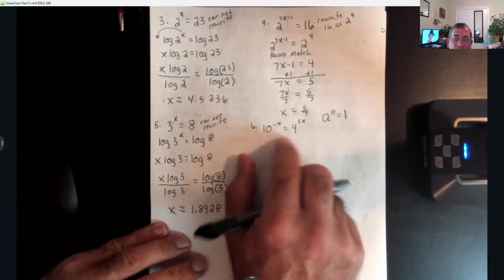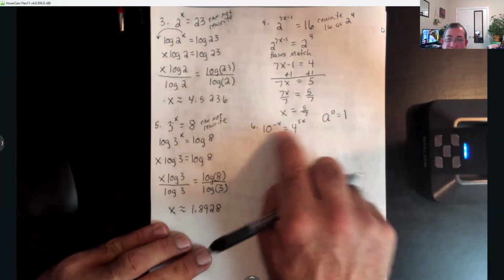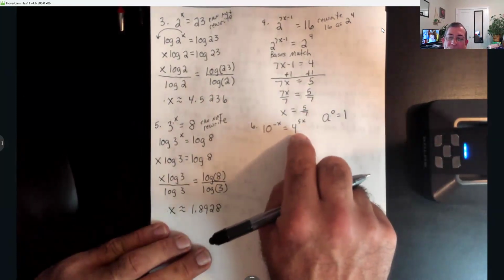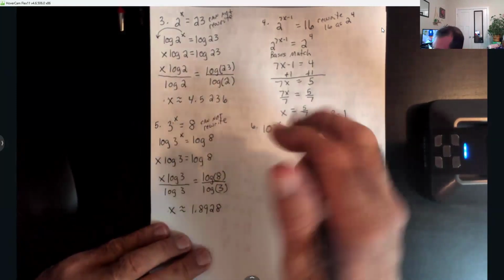Okay, y'all, so this is sort of a long one, but here's how this one goes. I can't rewrite these. I can't do nothing to a 4 to make it look like a 10 or vice versa. So we cannot rewrite.